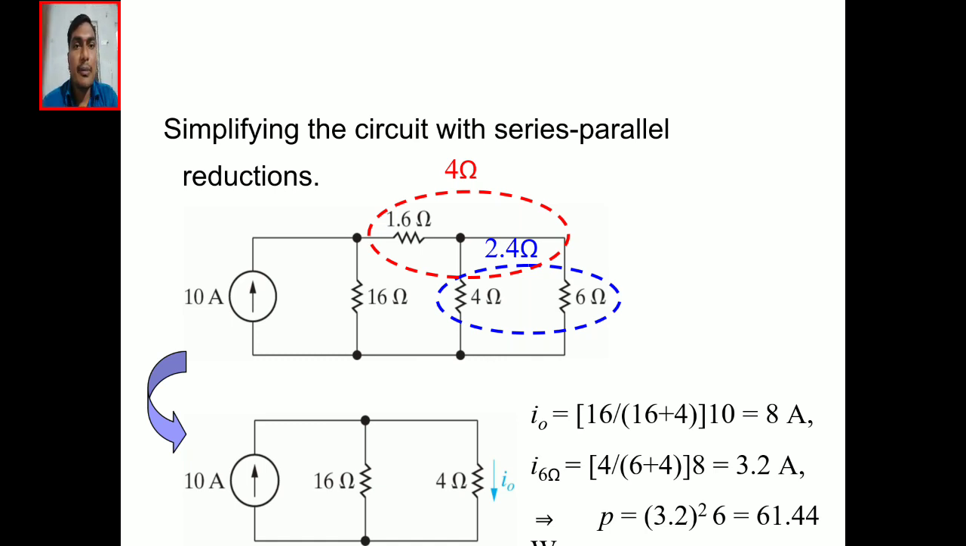So I know that the power loss formula is P equal to I square into R. I already said this formula P equal to I square R, so that gives 61.44 watts. So this is the simple formula based on our previous concept, the current division rule.